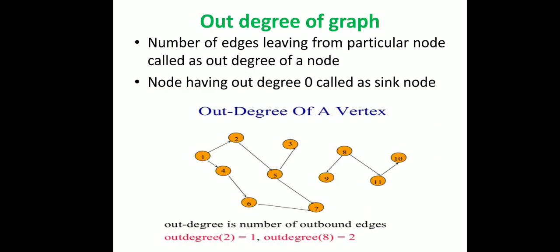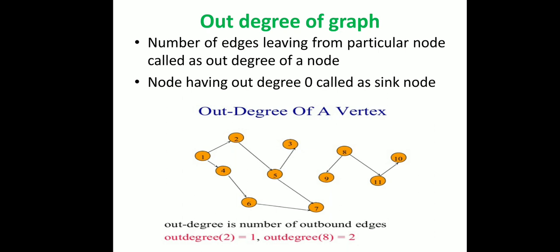Okay, now see out degree of a graph. So number of edges leaving a particular node is called the out degree. So in degree means how many edges are coming in, out degree means how many edges are going out. Node having out degree 0 is called a sink node. So let's say there is a particular node from which no edge is leaving or moving out, then that is called a sink node.